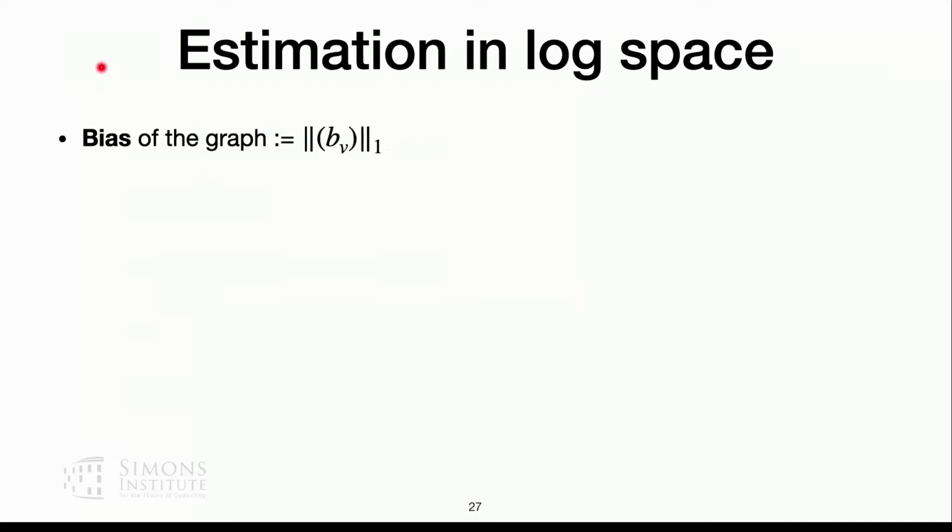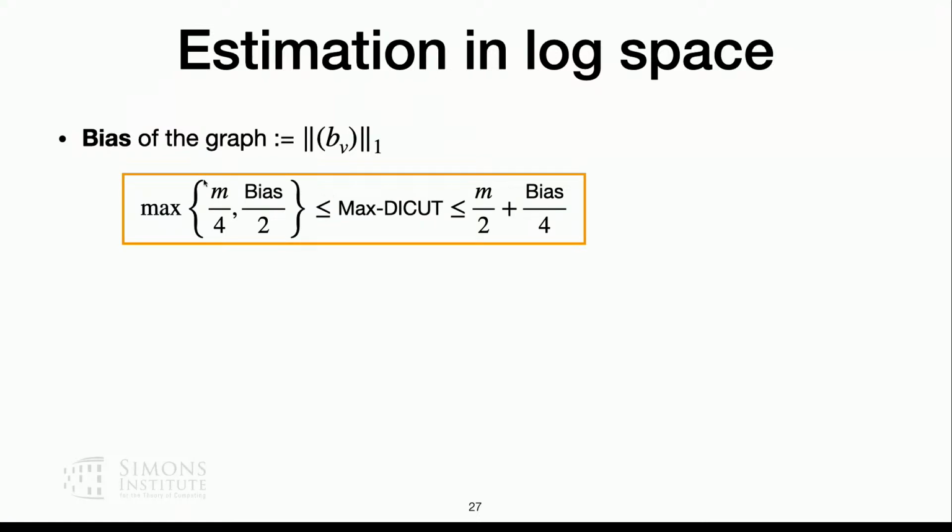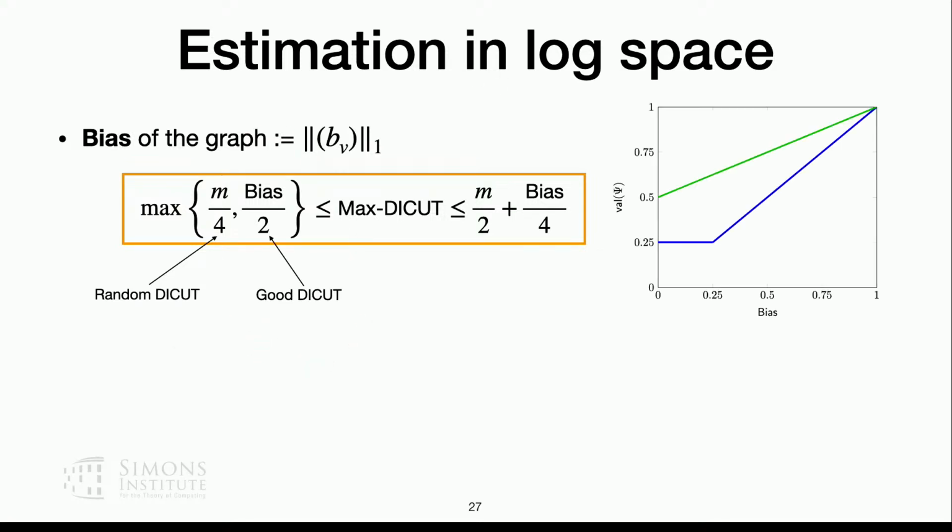We define a quantity called the bias of the graph, which is just the L1 norm of this bias vector, where every component is the bias of the vertex itself. Now, the thing that we show is that the Max-DICUT value is very closely related to this bias of the graph. We give upper bounds and lower bounds in terms of this bias. The lower bound comes from the fact that m over 4, where m is the number of edges in the graph, is what you get from a random die-cut. Bias over 2 is from good die-cut, and this is the upper bound.